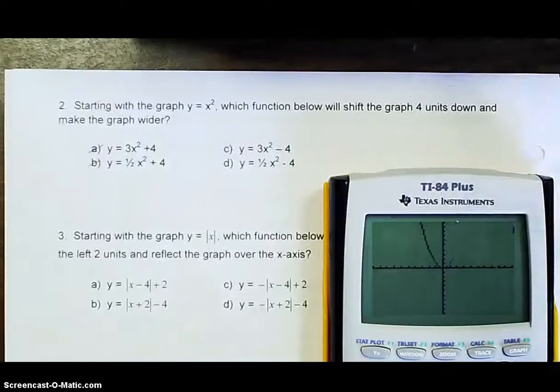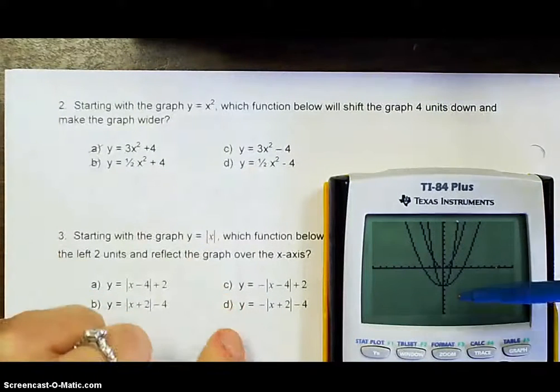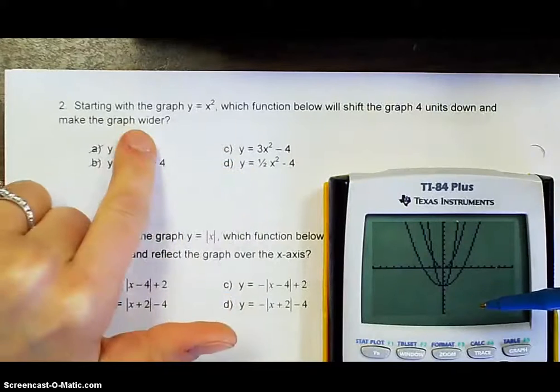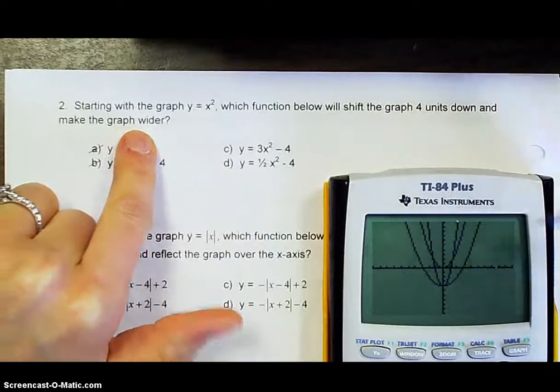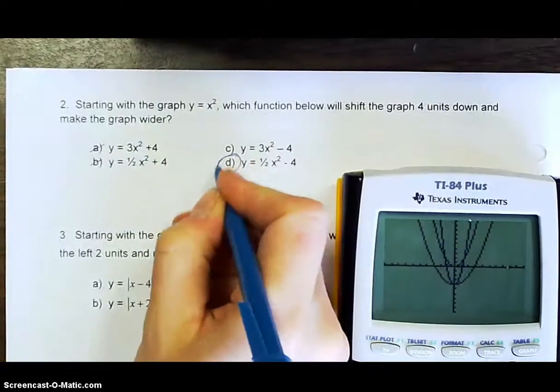So here's my first one. There's my second one. And there's my third one. So which one shifted 4 units down? Well, both of these, but which one made it wider? Well, that was the second one that graphed, and that was choice D.